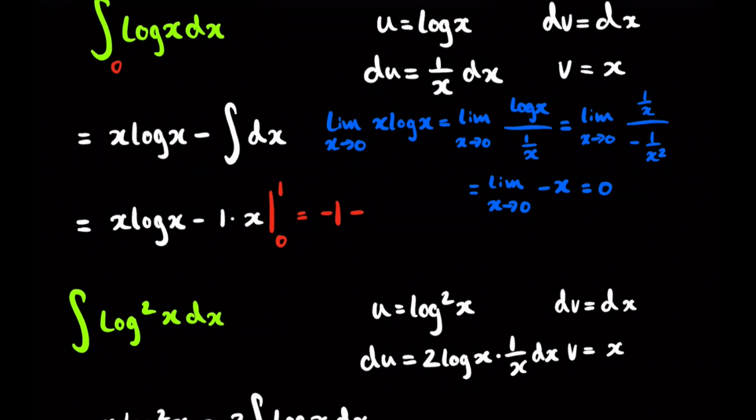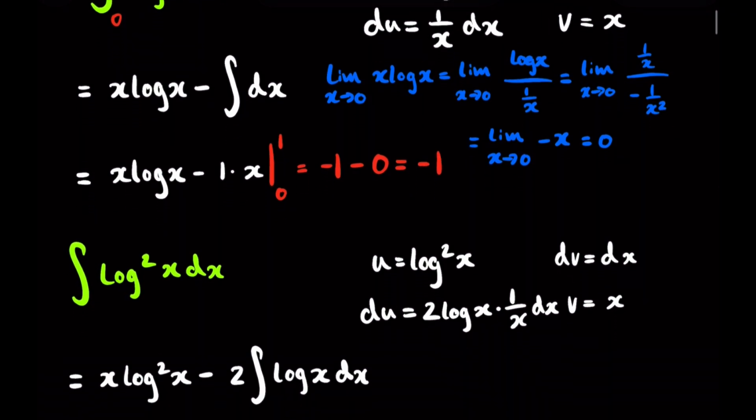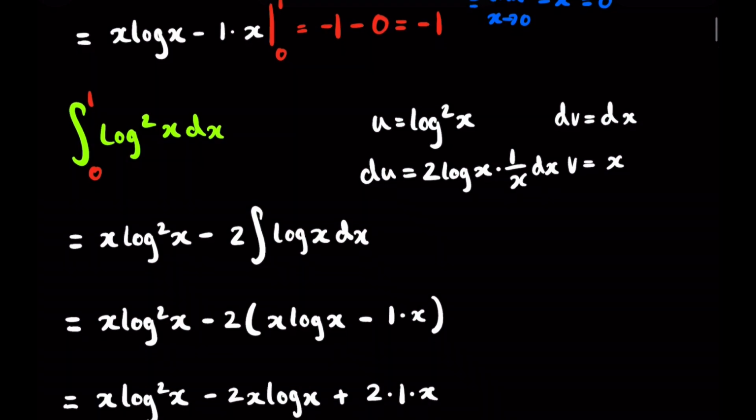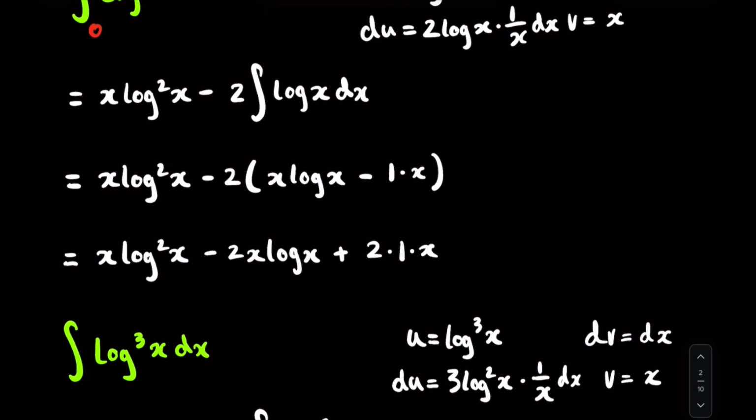So now we know that at 0, x log x is effectively 0. And so we have 0 minus 1 times 0, which is just 0. And so this integral of log x from 0 to 1 is just equal to negative 1. Now let's take a look at our next integral. When this one is evaluated from 0 to 1, let's see what we get.